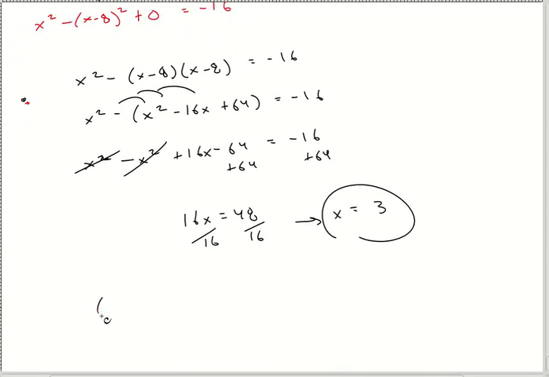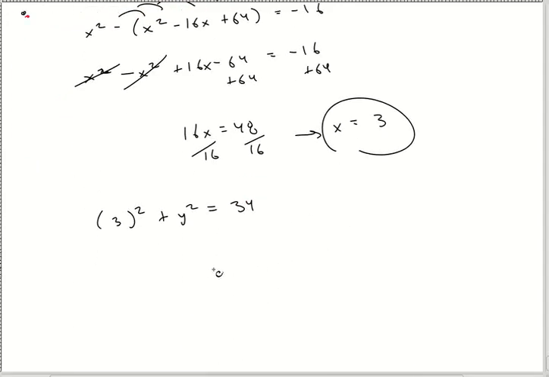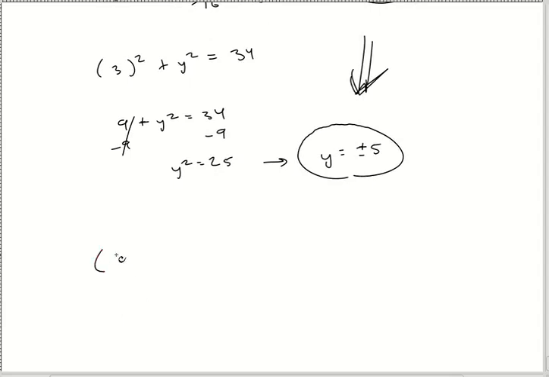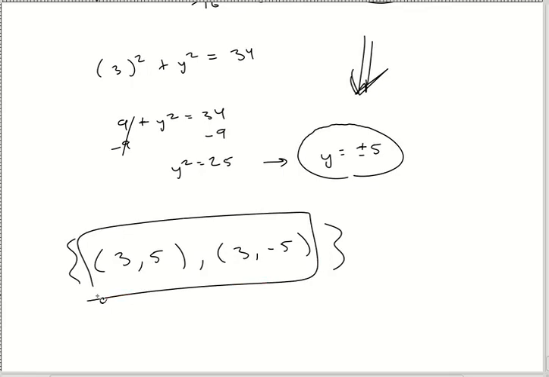So I got 3 squared plus y squared is equal to 34. That's 9 plus y squared is equal to 34. Minus 9 on both sides. 34 minus 9 is 25. You can already see what's going on. Square root both sides. You get a plus or minus 5. So I got one x, but from that x, I got 2 different y's. So I still got 2 answers. I got my (3, 5), and I got my (3, -5). Curlies, boxes, whatever it takes.